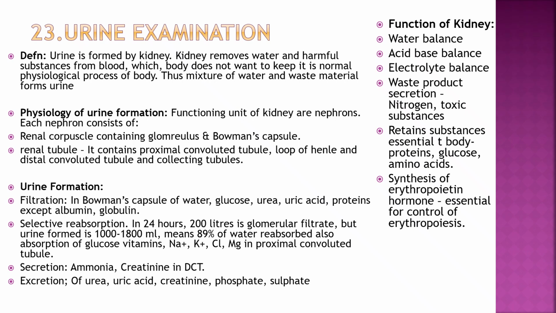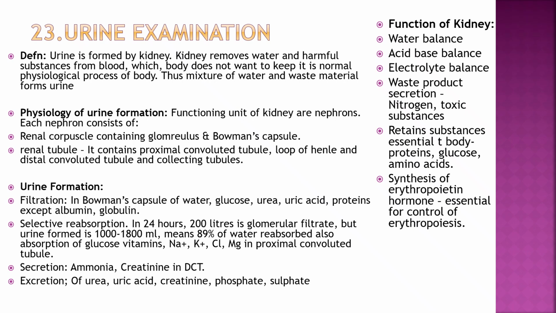Then it continues with the collecting tubule, and the collecting tubule continues with the renal pelvis, and the renal pelvis continues with the ureter. The ureter opens into the bladder, and when the bladder is full, the urine is excreted through the urethra. So this is the physiology of urine formation and the parts of the nephron.